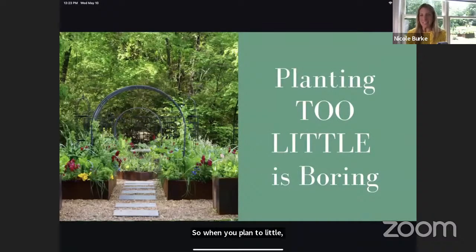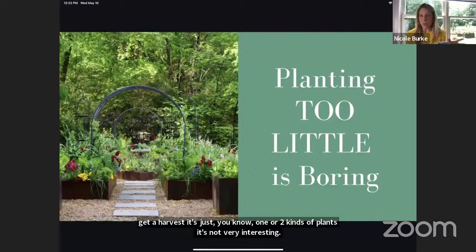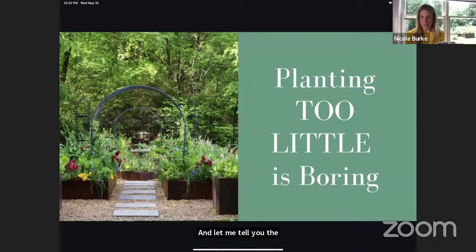Okay. I'm going to show you in a second the garden where I planted way too little, and it just takes so long to get a harvest. It's just 1 or 2 kinds of plants. It's not very interesting. And let me tell you the one for sure way to fail in the garden. Do you want me to tell you the for sure way? There's only one for sure way to fail in the garden. And that is to do what? What do you think?